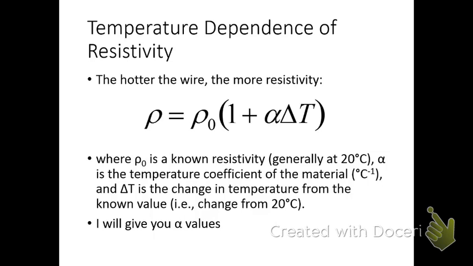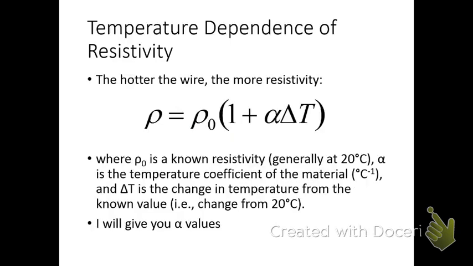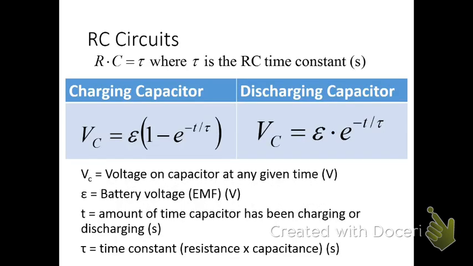So if you face a question that involves resistivity, you're first going to want to find your rho value. Once you got that, go back to your resistance equation, plug in your rho value there, and solve for resistance, if that's what the problem asks for. Then we talked a bit about RC circuits. RC circuits are when you put resistors and capacitors together in the same circuit.